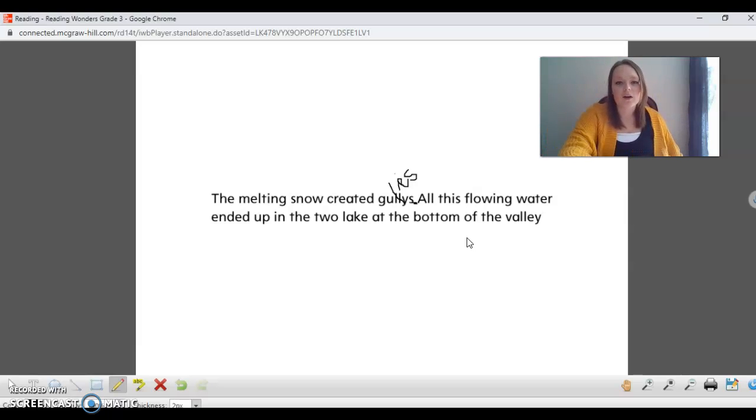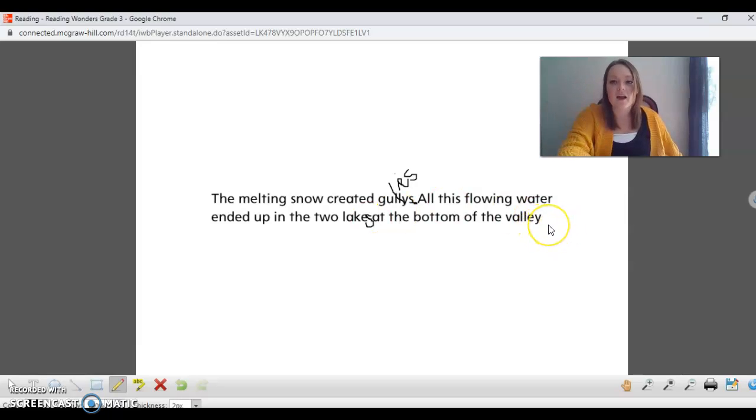All this flowing water ended up in the lake at the bottom of the valley. Okay, I definitely see another error. Lake. If I have two, does that make it plural or singular? Singular, or excuse me, plural. So we need to make lake, we need to add an S so that it is plural. Now let's read it. All this flowing water ended up in the lakes. That makes more sense. At the bottom of the valley.